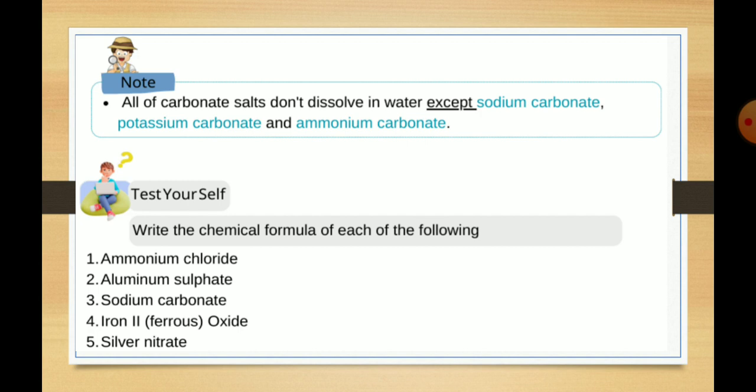And don't forget that all of the carbonate salts don't dissolve in water except sodium carbonate, potassium carbonate, and finally ammonium carbonate.